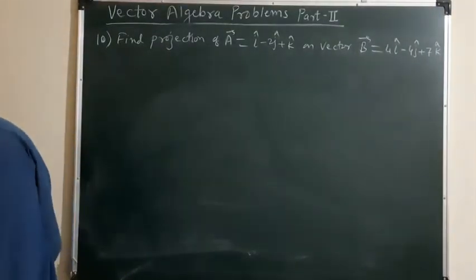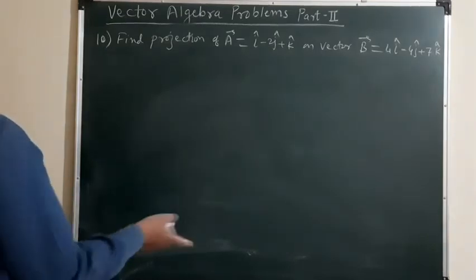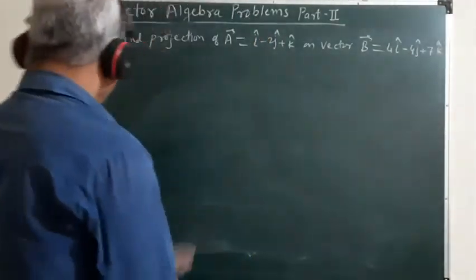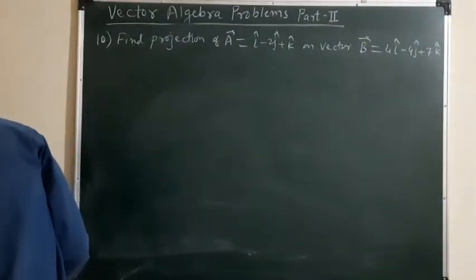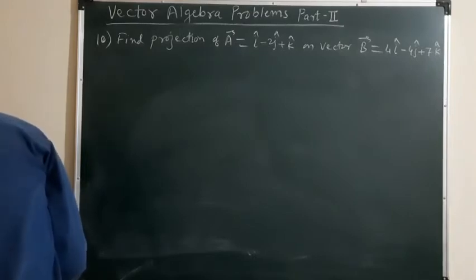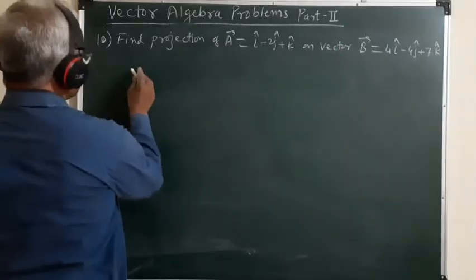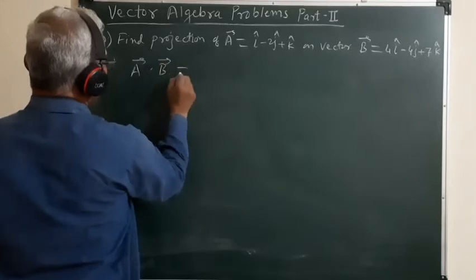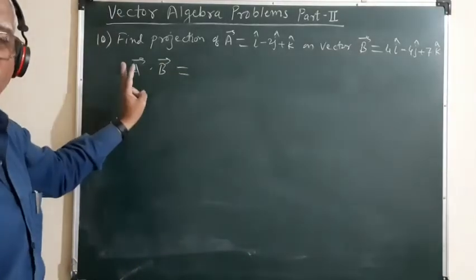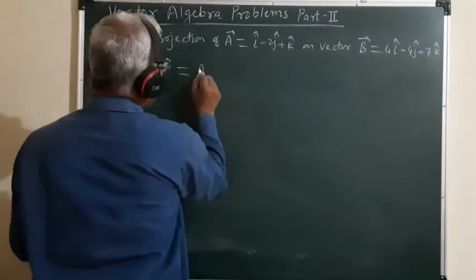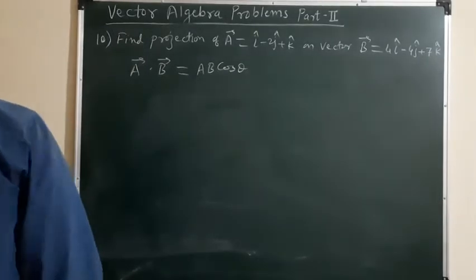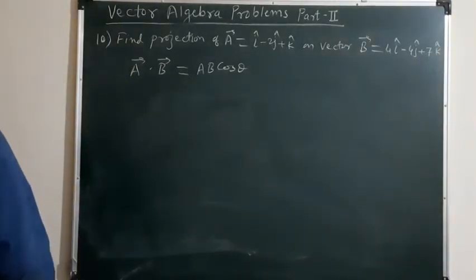So you are asked to obtain the projection of the vector A bar in the direction of the vector B bar. So how to find out the projection of a vector in the direction of another vector B bar? For that purpose, we'll use the definition of the dot product of the two vectors. The dot product of A bar and B bar is expressed as AB cos theta.